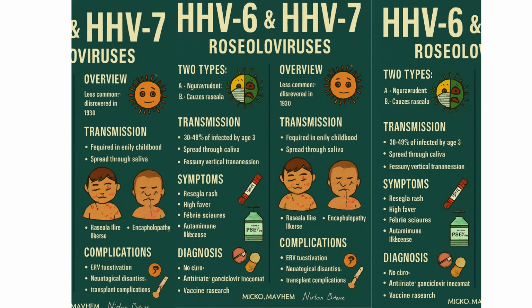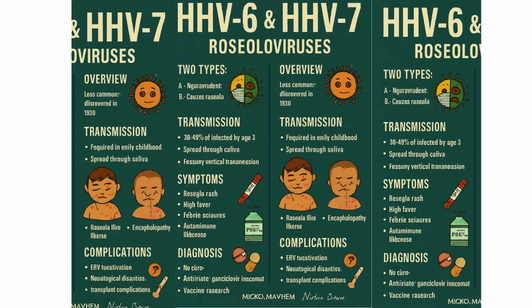Transmission is spread via saliva, respiratory droplets, and possibly vertical transmission from mother to fetus. Nearly 90 to 95% of people are infected by age 3. Clinical manifestations for HHV6B: high fever, rash, and febrile seizures in infants. HHV6A is associated with multiple sclerosis, chronic fatigue syndrome, Hashimoto thyroiditis, gliomas, lymphomas, and infertility via infections.